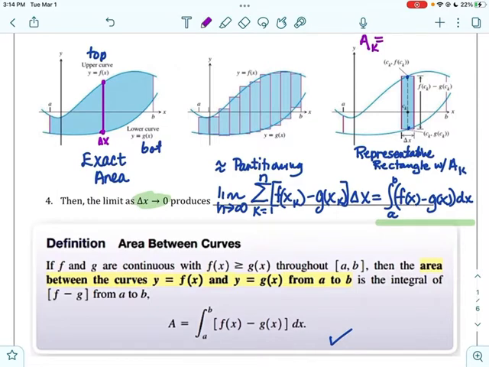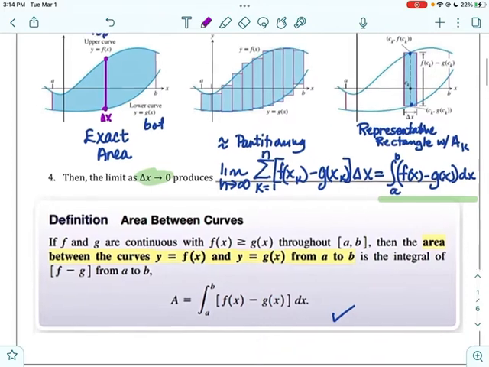So then we have the definition of the area between curves here. There it is. We have that last expression where it's the integral from a to b of f of x minus g of x, as long as f of x is greater than g of x on the interval from a to b. That gives you the area then.